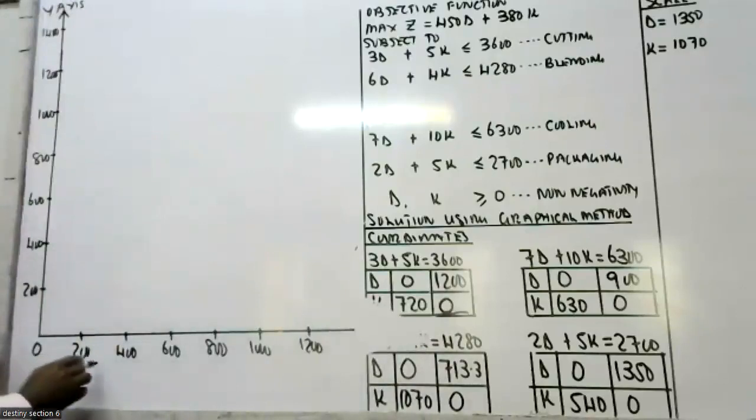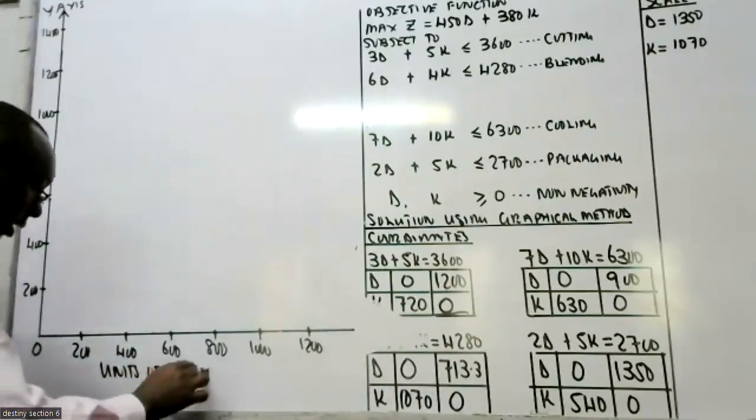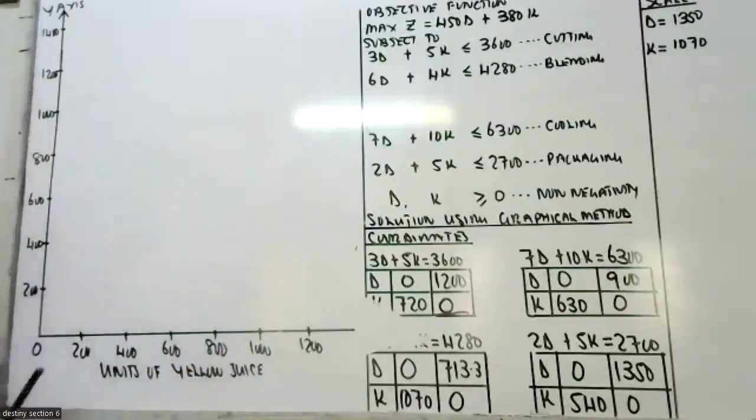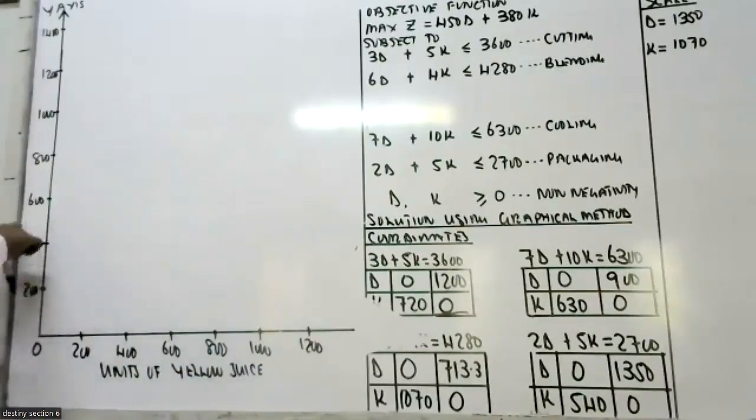So this one, you will say these are units of yellow juice, or packets of yellow juice. And you do the same here. I don't have space. So here you write that these are units or packets of red juice.